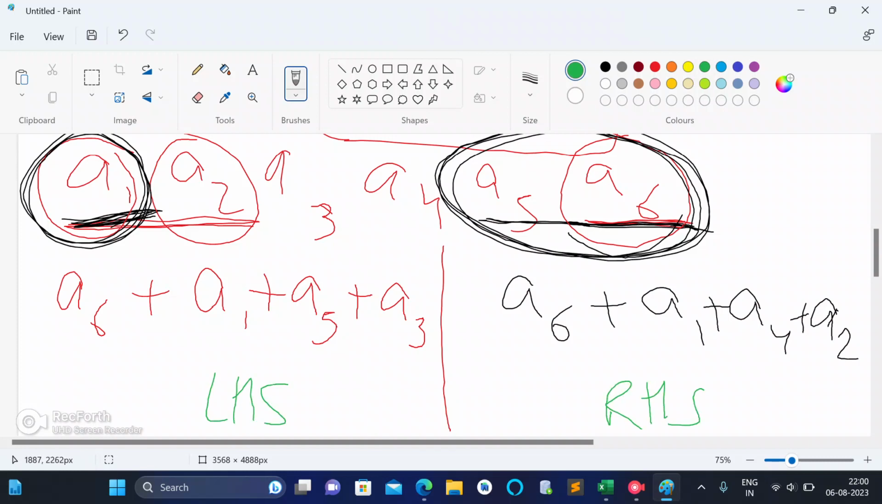Let's compare the left hand side and the right hand side. A6 and A6 are the same. A1 and A1 are the same. Now you can see my A5 is greater than A4, and my A3 is also greater than A2. It means my left hand side is greater than my right hand side. So what conclusion do I reach? That it is always optimal to take one value from the right side and the remaining k minus 1 values from the left hand side.